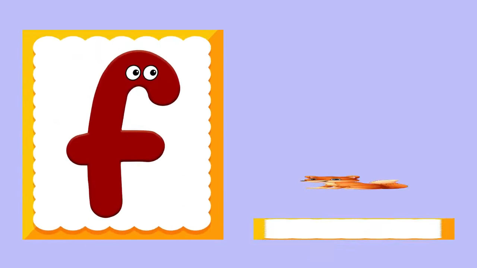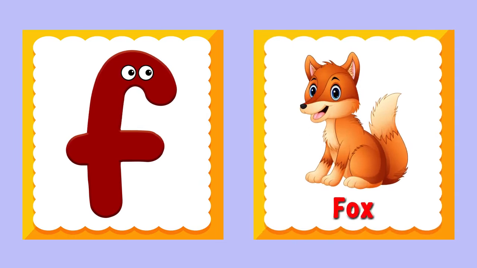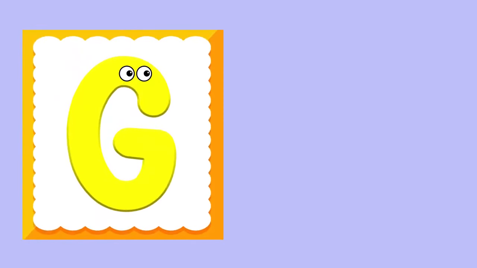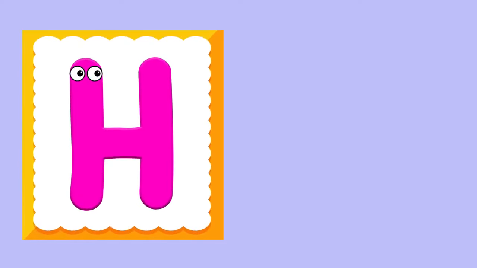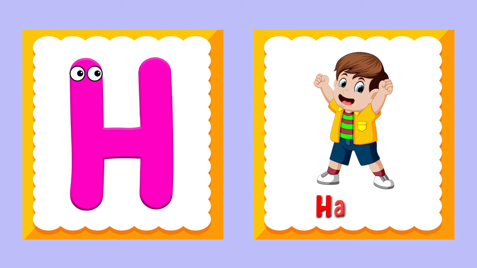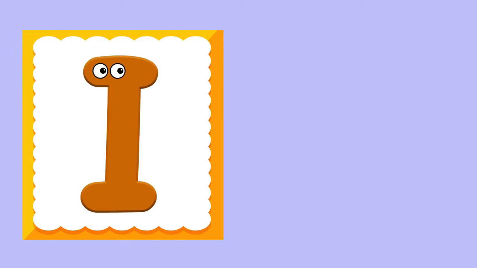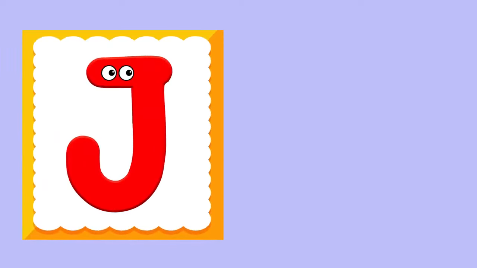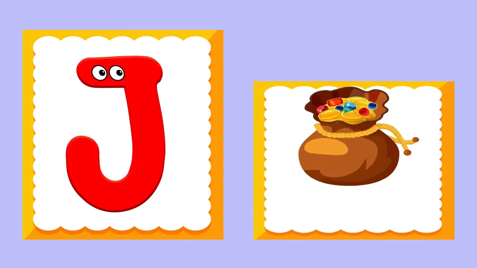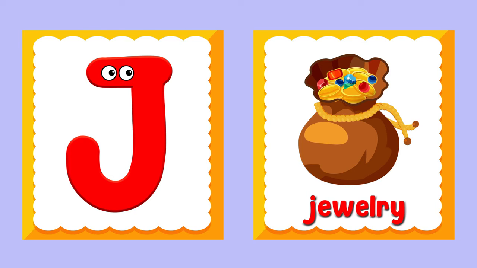F. F for fox. G. G for garage. H. H for happy. I. I for ice. J. J for jewelry.